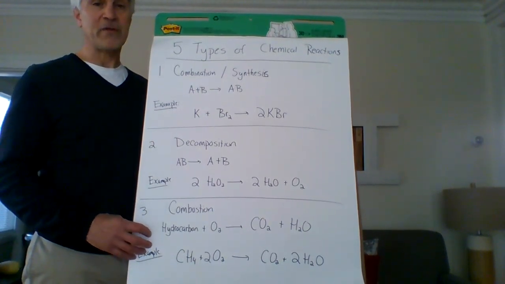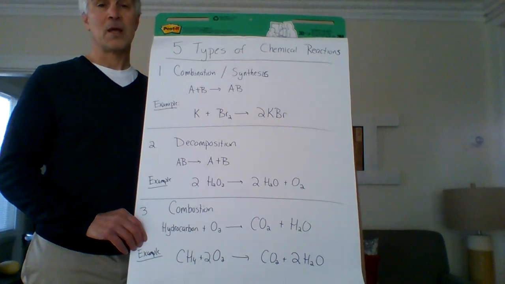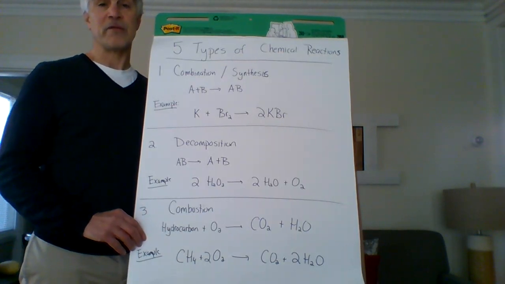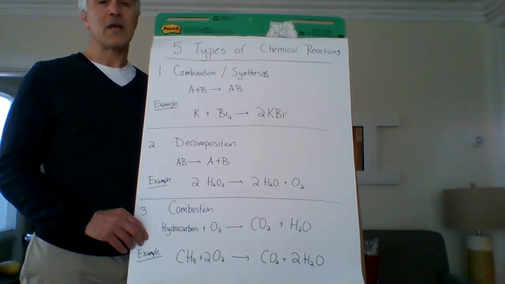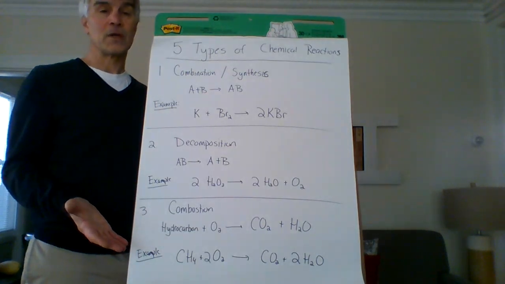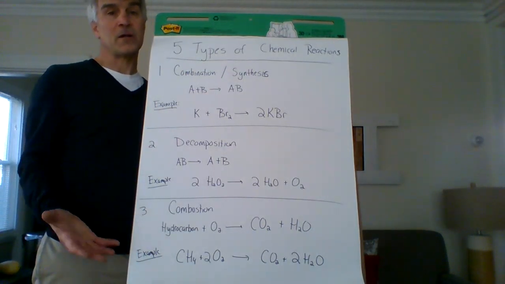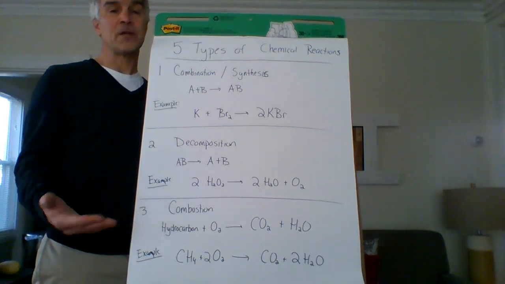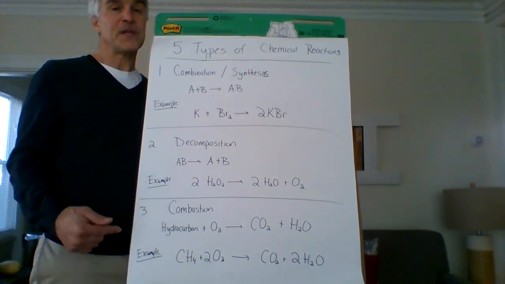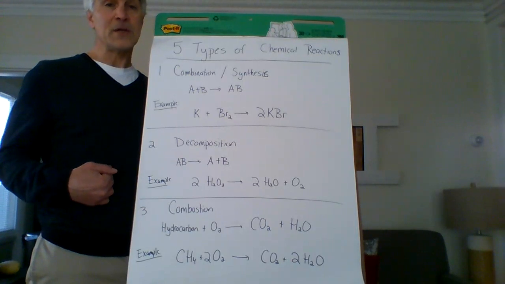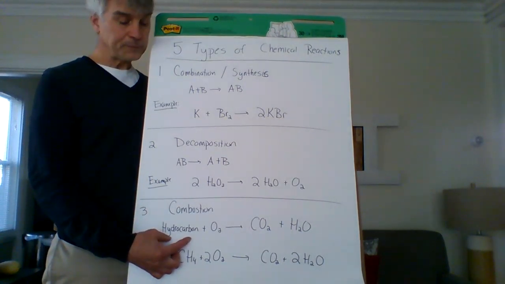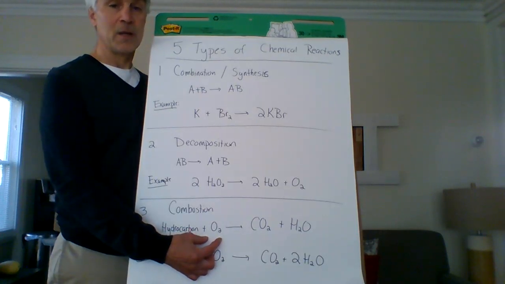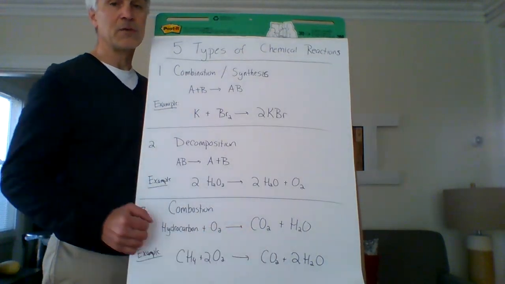The third type I have here is combustion. Combustion is the opposite of photosynthesis. So plants take in carbon dioxide and water and they produce glucose, which is a hydrocarbon. It's called a hydrocarbon because it's a molecule with hydrogen and carbon in it. Combustion is the exact opposite. This is what we do. Combustion is when you take a hydrocarbon and react it with oxygen to produce CO2 and H2O.